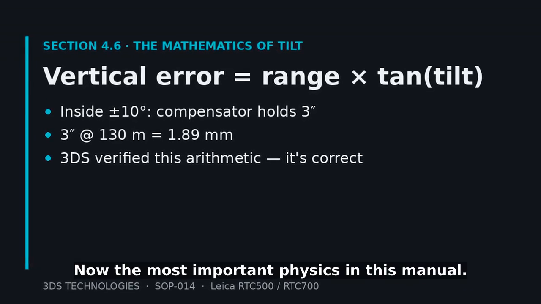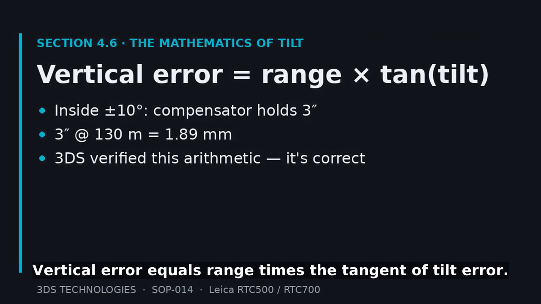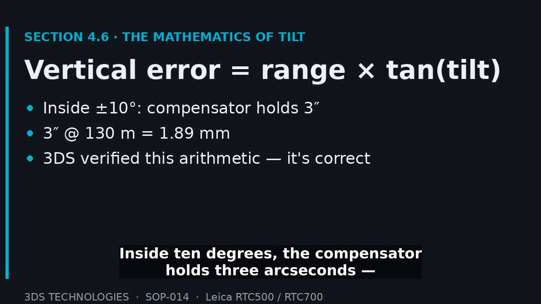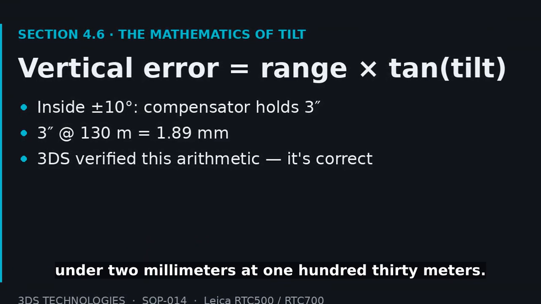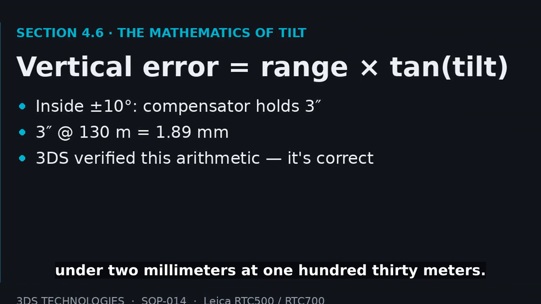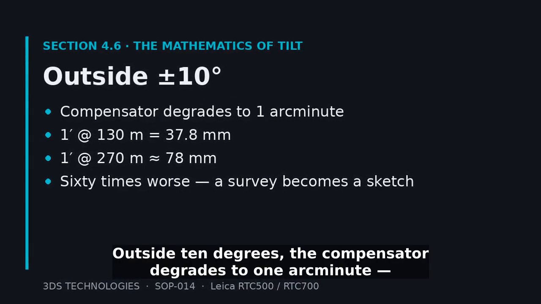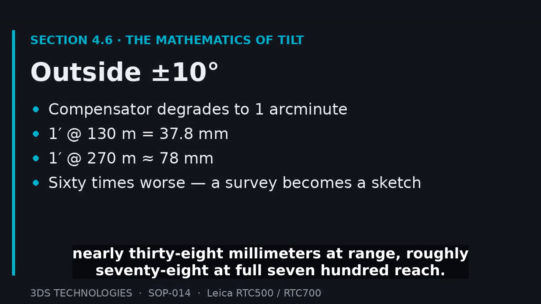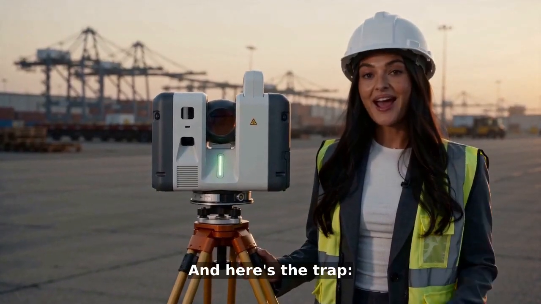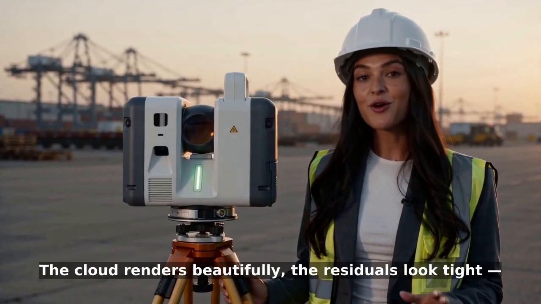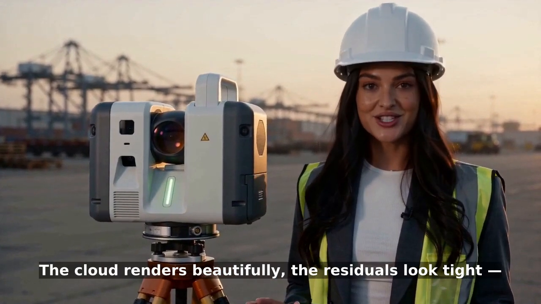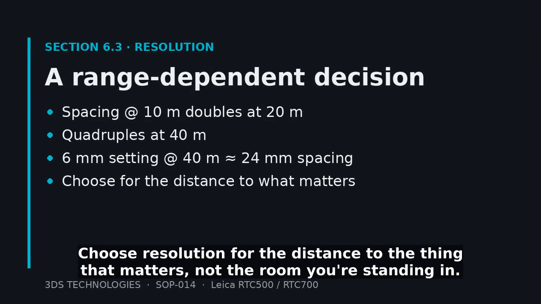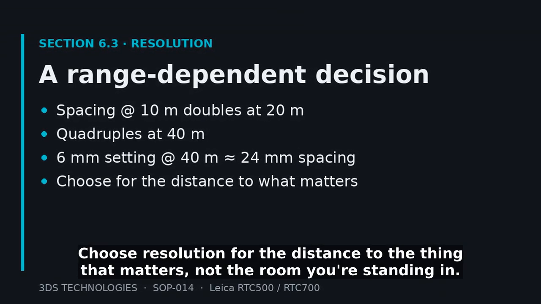Now the most important physics in this manual. Vertical error equals range times the tangent of tilt error. Inside 10 degrees, the compensator holds 3 arc seconds, under 2 millimeters at 130 meters. Outside 10 degrees, the compensator degrades to 1 arc minute, nearly 38 millimeters at range, roughly 78 at full 700 reach, 60 times worse. And here's the trap. Everything downstream looks completely normal. The cloud renders beautifully, the residuals look tight, and your elevations are wrong by centimeters. Level every setup.